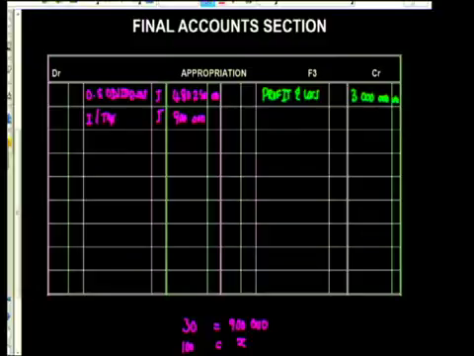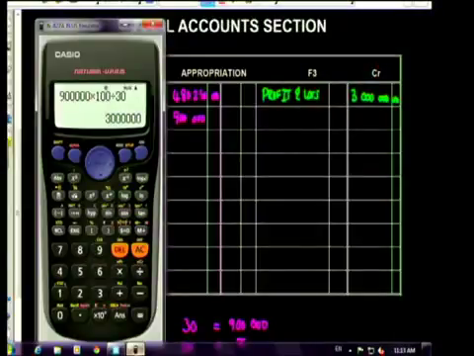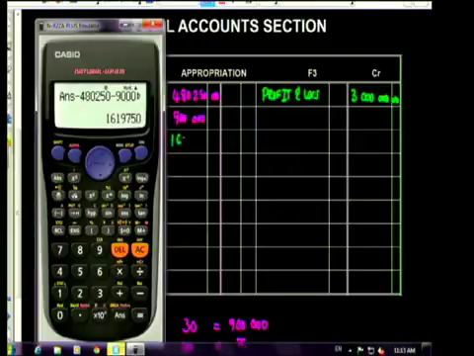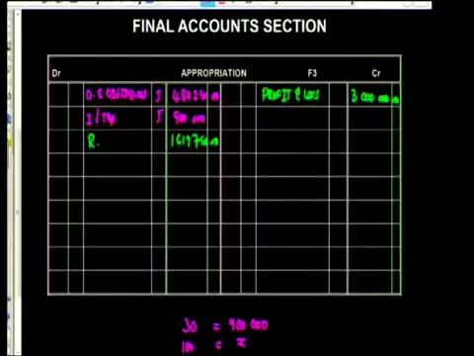Okay. I now have all the components that I need in my appropriation account. What am I now going to do? Right, watch this space carefully. I take my 3 million, which is my profit and loss figure, minus 480,250 minus 900,000, and this gives me a figure of 1,619,750. Okay, now what is this? This is what I call my retained income.